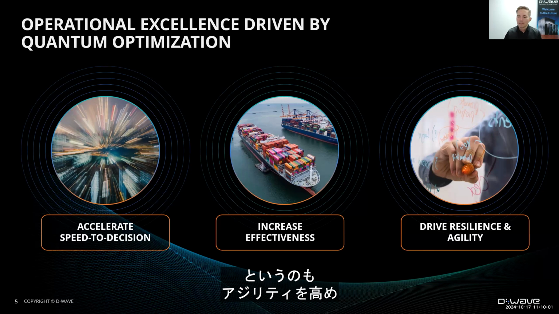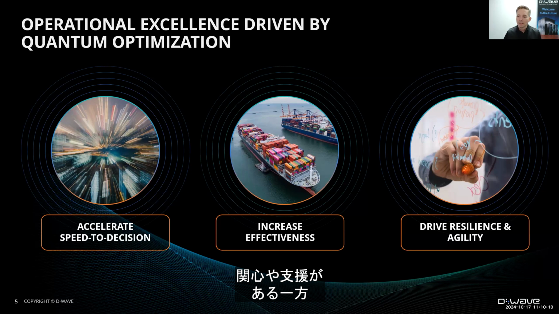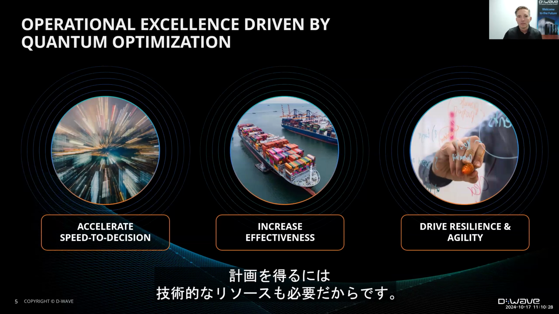So the ability to replan quickly, to be able to consider new scenarios as they're emerging and allow you to adjust. Because while you may have the interest and the support in your organization to be agile and to be flexible, you also need the technological resources to allow you to replan in those complex scenarios and get effective operational configurations or plans for how you're going to run so that you can execute effectively.